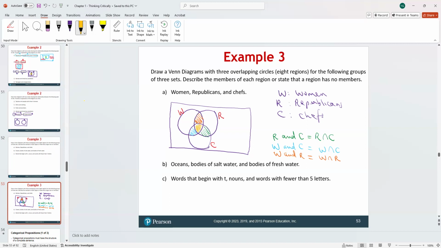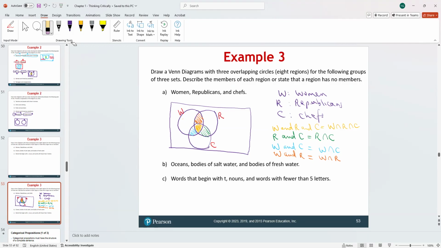See? The yellow part means the intersection of all three: W and R and C, meaning we have W intersect R intersect C. That means everything these three have in common would be in this one. Then you have W by itself, R by itself, and C by itself for the other regions. So remember here, you only have W by itself, okay? And you have each of them.